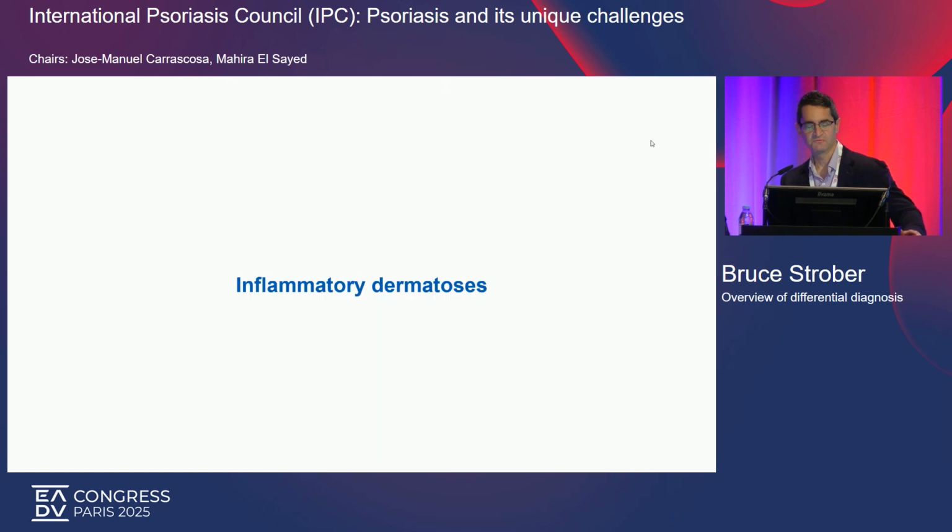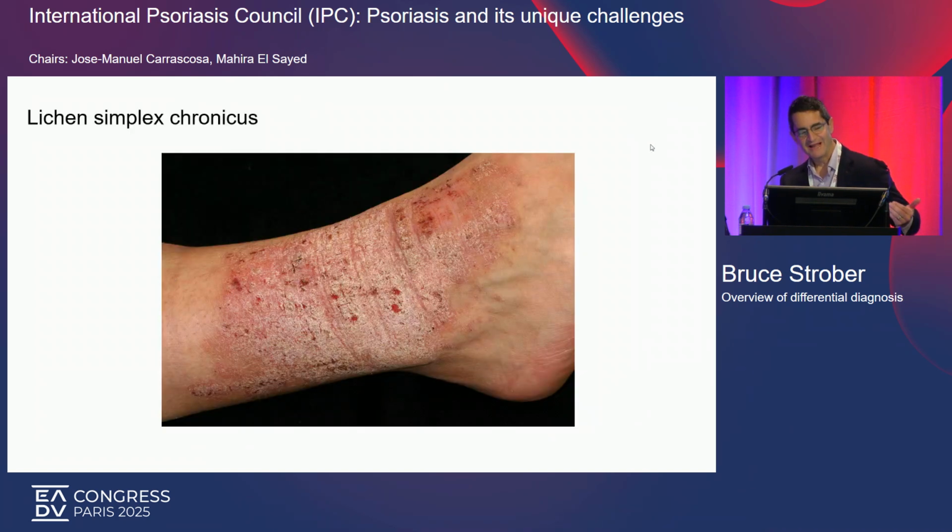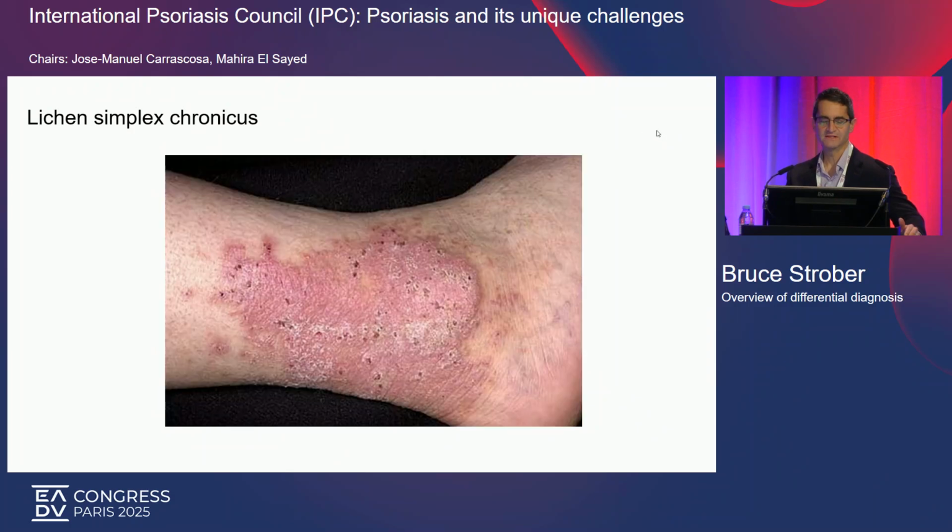So a related inflammatory dermatosis might be lichen simplex chronicus, which is essentially chronic scratching of something that's usually pruritic, and that could be an eczematous dermatitis. But you can see how this could be mistaken for psoriasis, as could this plaque.